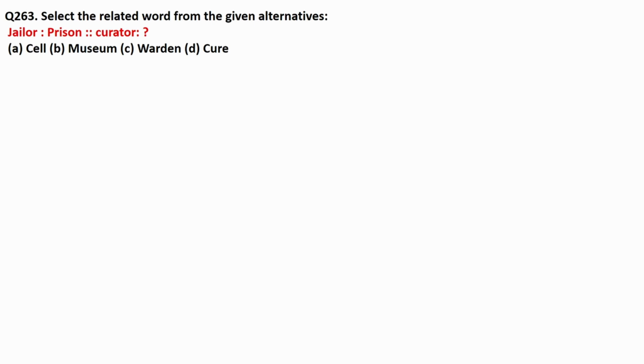You just identify that relation. Jailer is the custodian of prison. He takes care of everything for the prison. In the same way, a curator is related to a museum. Simply see, a curator is the person who is a keeper or custodian. He takes care of everything for the museum. That's why you have to choose museum.